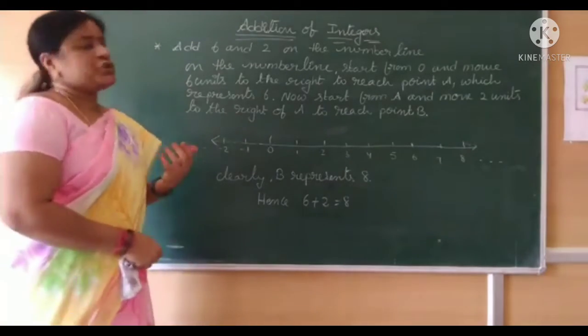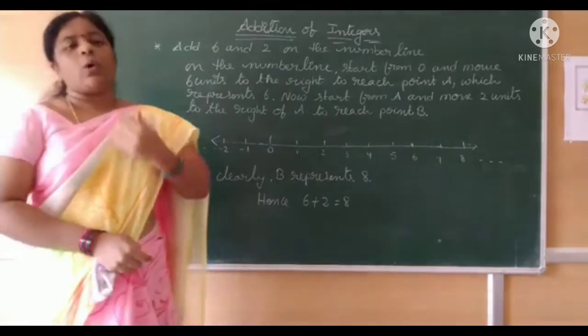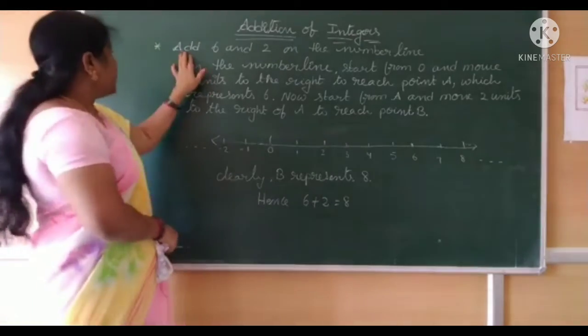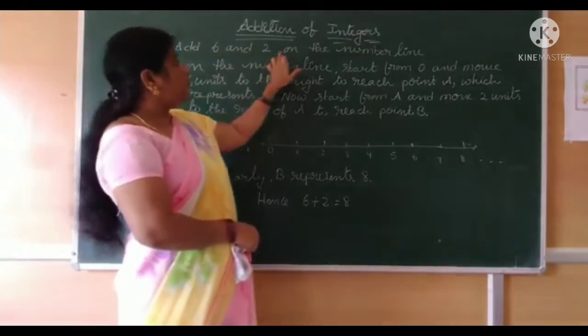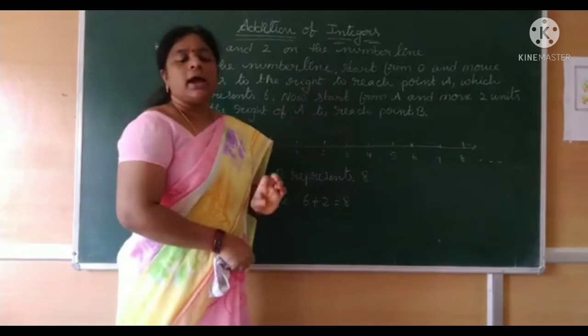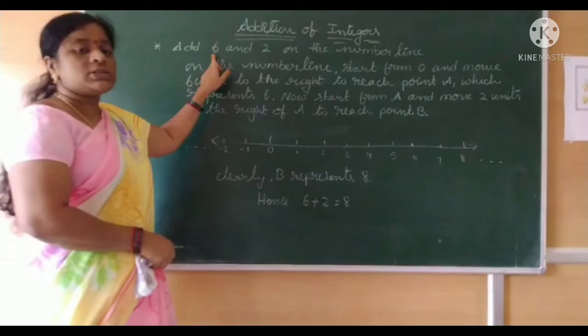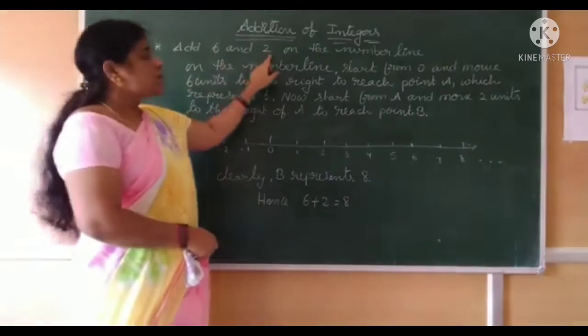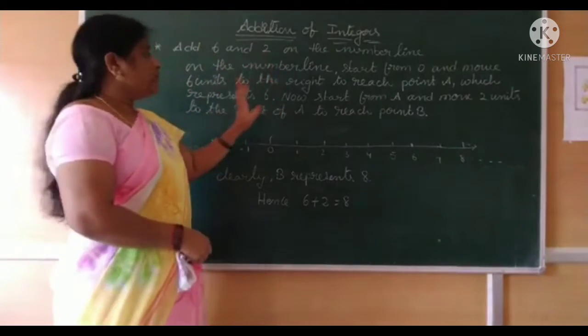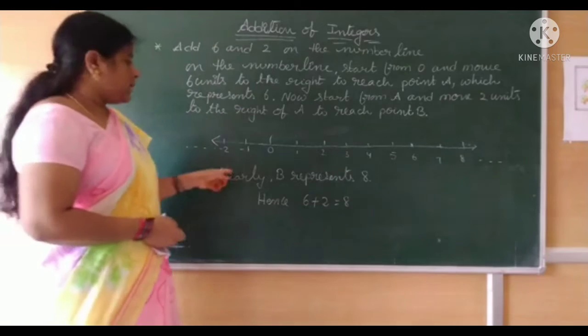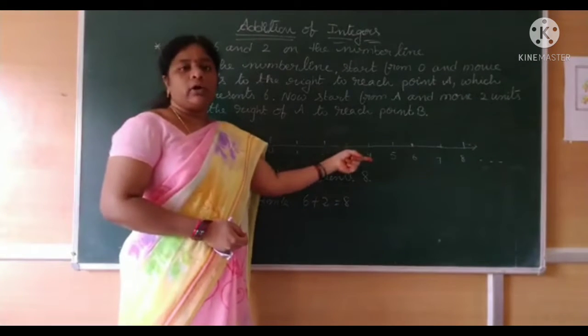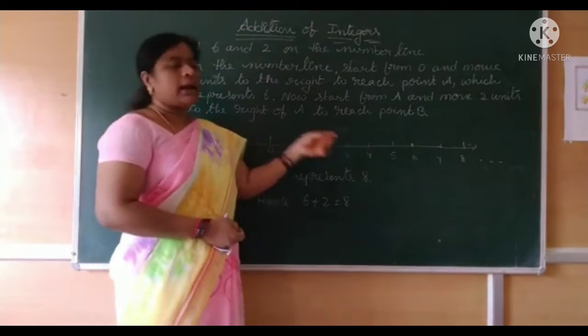We add integers. First of all, we can add on a number line. Add 6 and 2 on the number line. 6 means positive 6 and this is also positive; both are positive. First of all, you can draw an integer number line.